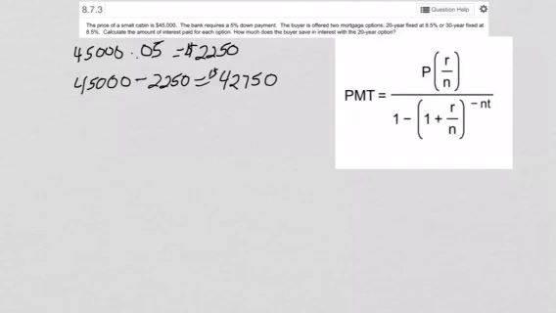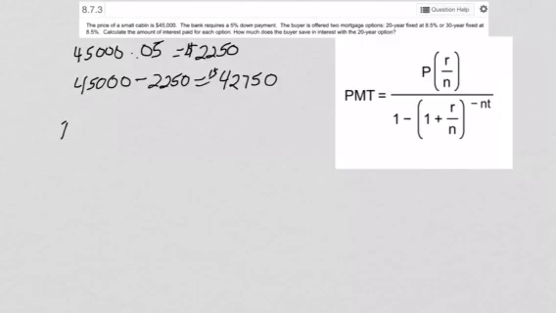So now what we've got to do is find the monthly payments for each one, use that to find how much total we're going to pay, and then we can find the interest for each one and see how much we save. Now we're going to calculate the monthly payments for each one, so the 20-year fixed at 8.5% first.